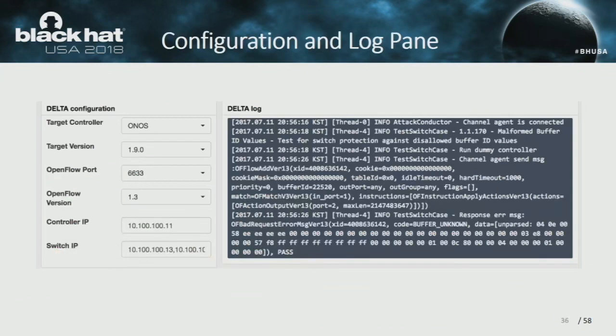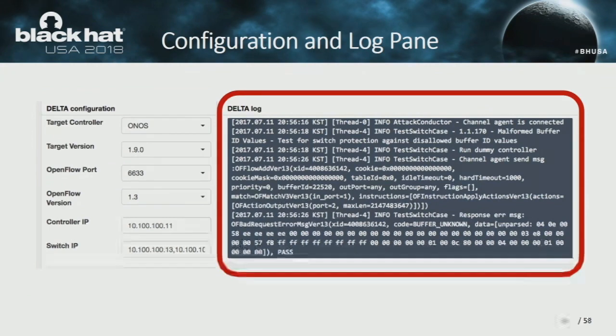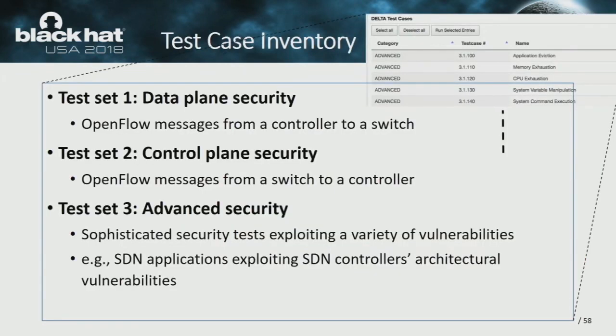And in the configuration and log pane, as you can see on the left, we can dynamically set up the target SDN controller, target OpenFlow version, IP addresses, and so on. And on the right, Delta shows the main log information from the agent manager at runtime. And the test case inventory holds all the available test cases, so the user can push each test case into the live test queue.